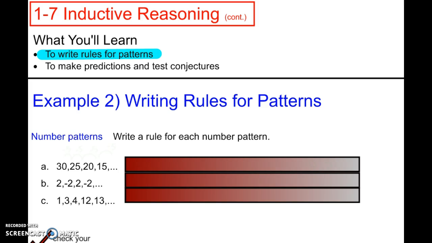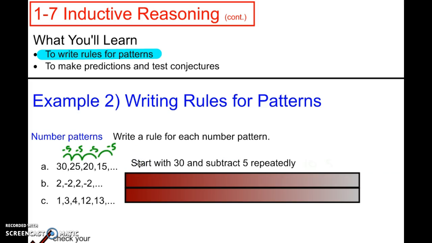Next, example 2, writing rules for patterns. We're going to write a rule for each of these patterns. Notice this starts at 30, goes to 25, 20, and 15. It looks like it's going down by 5 every single time. So this starts with 30, so our rule is going to start with 30. Starts with 30, and you'll subtract 5 repeatedly, or every single time.